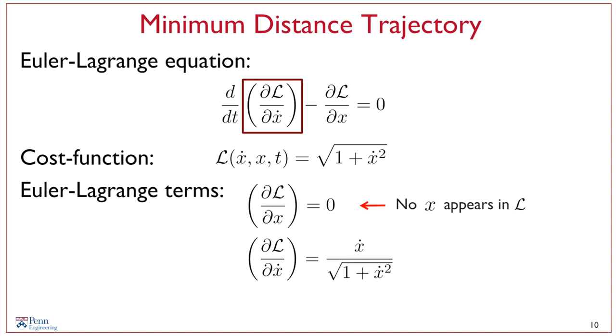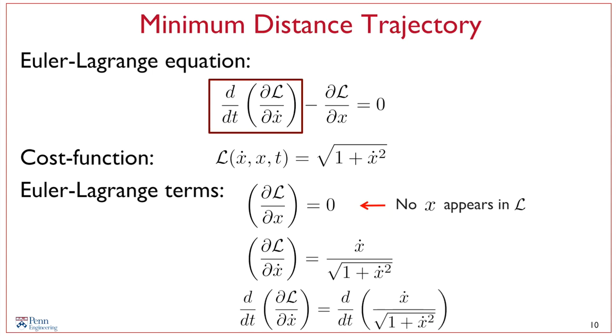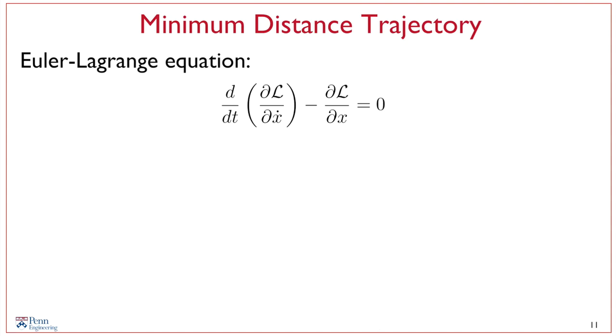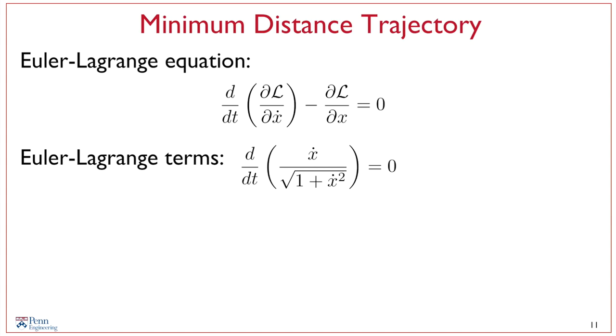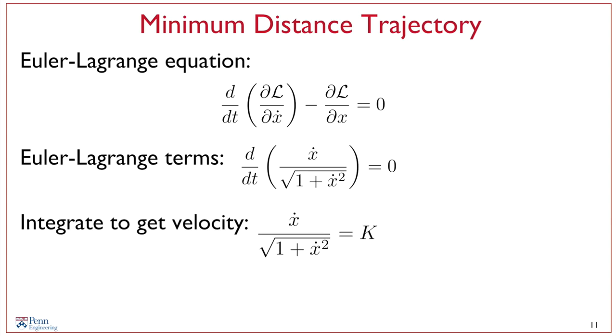To use the Euler-Lagrange equation, we need to find the time derivative of partial L partial x dot. However, it turns out that we don't need to explicitly calculate this. Substituting the terms we found into the Euler-Lagrange equation, we get the following expression for the necessary condition for the minimum distance trajectory. We can directly integrate this expression with respect to time to get an expression for the velocity of the trajectory. Here, k is an arbitrary constant.